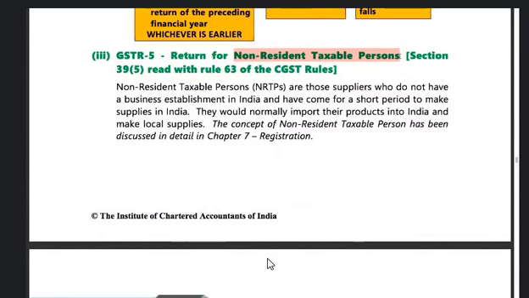And what is that limited period? The limited period is validity 90 days and which can be further extended by the commissioner to another 90 days. So this is the validity and based on that, the non-resident taxable person should file a return called as GSTR 5. That return has to be filed by non-resident taxable person.